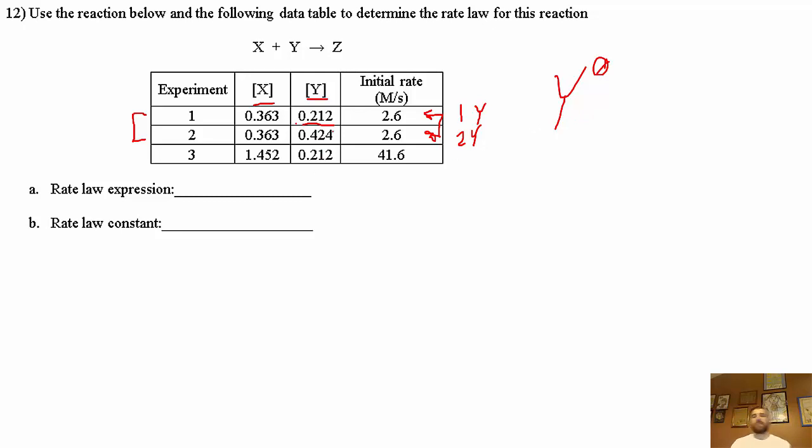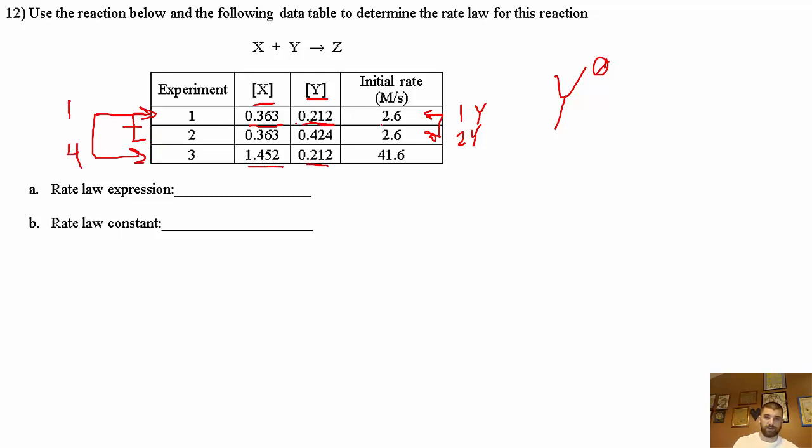So now we got to do the same thing for x. We got to find 2 experiments where y is the same. All right? Oh no, no eraser. So that would be experiments 1 and 3. If we take a look at 1 and 3, y stays the same, but x changes. So here we quadruple x. It goes from 0.363 to 1.452. So we go from 1 to 4.